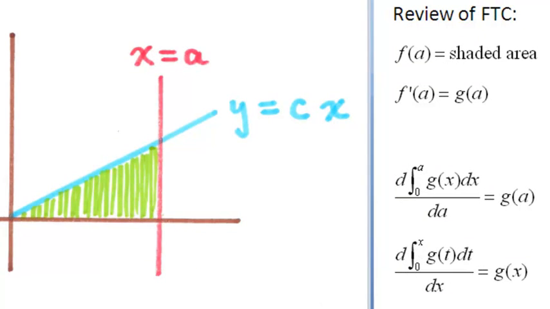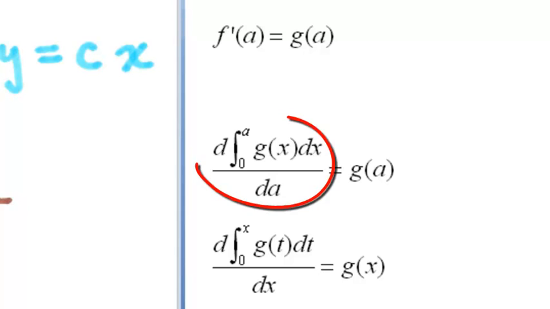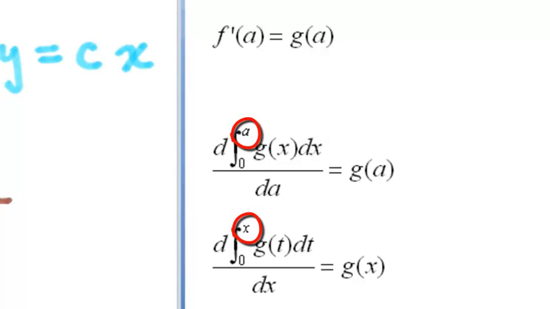So for a quick review of the fundamental theorem of calculus part 1, f of a is the shaded area. f prime of a is the height right there. That's the key point. Write the derivative of f in a different way. And finally, change the name of the endpoint from a to x. There's the fundamental theorem of calculus part 1.